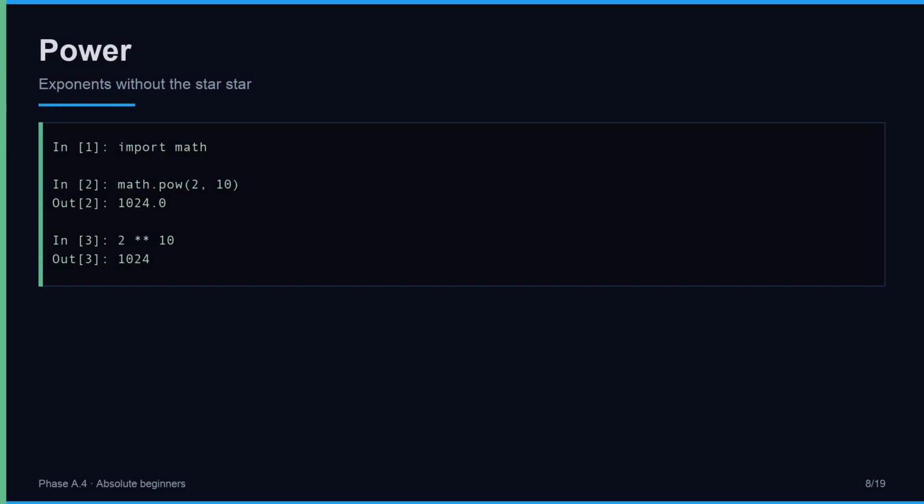Math.pow raises a number to a power. Pow of 2 and 10 is 1024. You can also write 2 ** 10. Python has a built-in power operator. Both give the same answer. Pow returns a float, ** keeps the type of the inputs. Use whichever reads better in your code. There is no wrong choice.